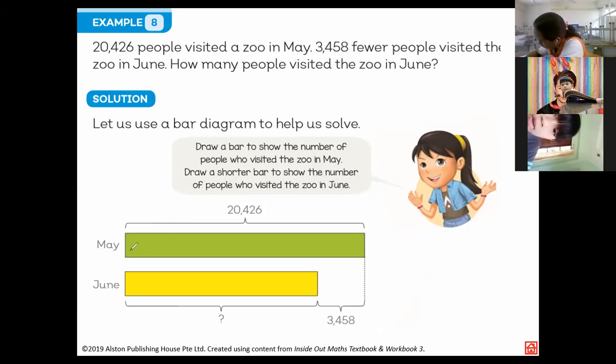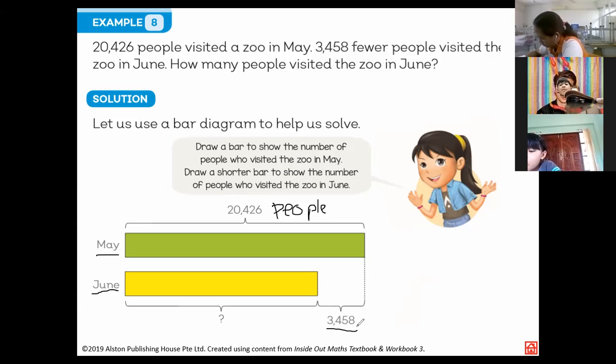Here's the solution. In May, there are 20,426 people. That's in the month of May. And then in the month of June, there are 3,458 fewer, meaning less. Fewer or less is the same. Fewer people or lesser people are the same. So the question is, how many people visited the zoo in June?